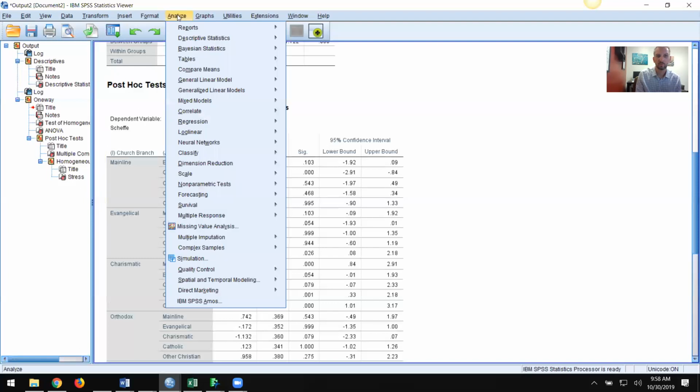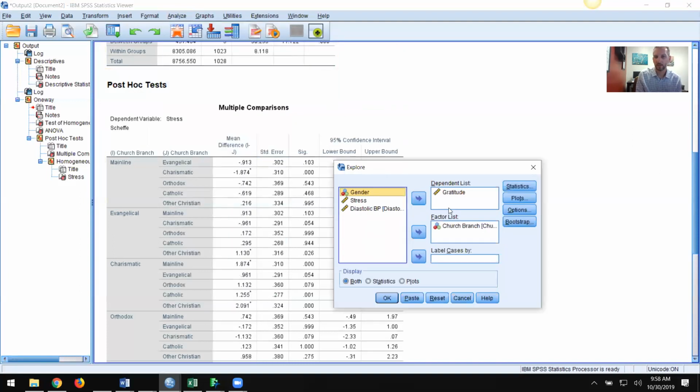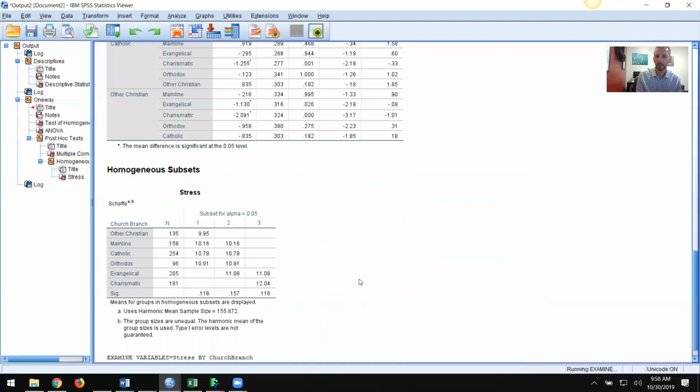And so you could find that by running analyze and then descriptive statistics and then explore. What explore does is it, I'll reset here, it groups together the descriptive statistics into particular groups or factors. And so my factor, just like a one-way ANOVA, is going to be church branch. And then my dependent variable is stress. And so you don't need to click anything over here. You can go ahead and just click OK.